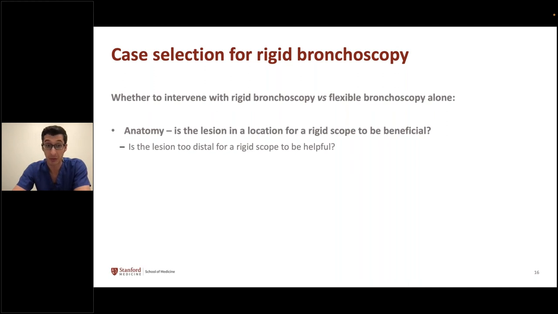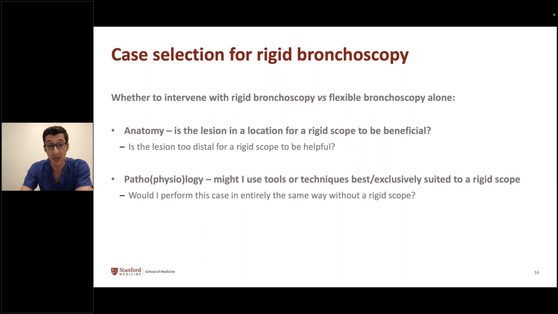Conversely, if you're dealing with something in the left lower lobe or the right middle lobe somewhere or the right upper lobe somewhere where your rigid bronchoscope really can't access, and when you're maybe unlikely to use other interventions that are only compatible with rigid bronchoscopy, there might not be much utility starting off with a rigid scope.